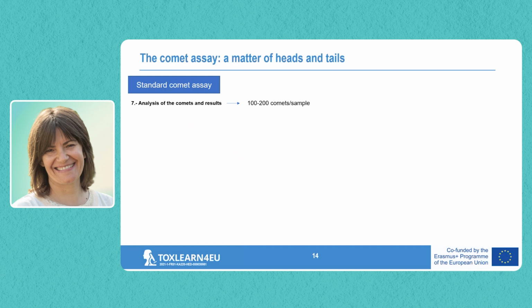We have performed the assay, but we need to get the results. Normally, in these small gels, we have around 1,000 comets. We analyze 100 or 200, it depends, but between 100 and 200 comets per sample. How do we do that? There are two ways. The first one is the visual scoring. We classify the comets in categories visually, and then we calculate a comet score.